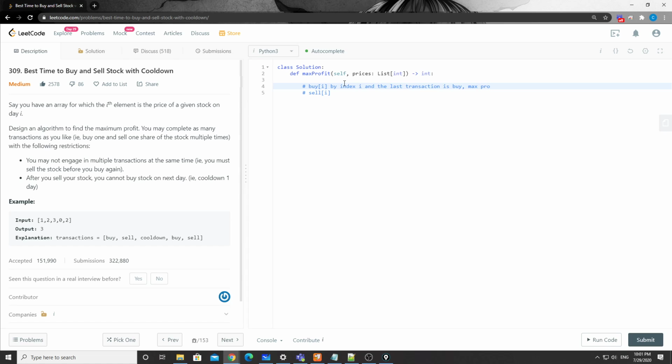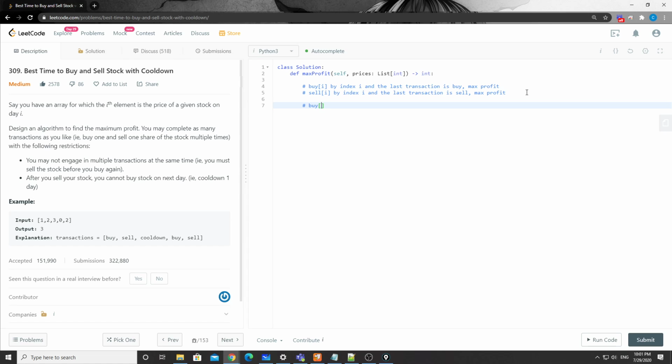Because all these buy and sell stock problems always ask us to calculate the maximum profit, right? And same thing for the sell. By index i, the last transaction is sell, and the max profit. Okay, so with that, let's take a look at how we can use this buy and sell to formulate our state transition function.